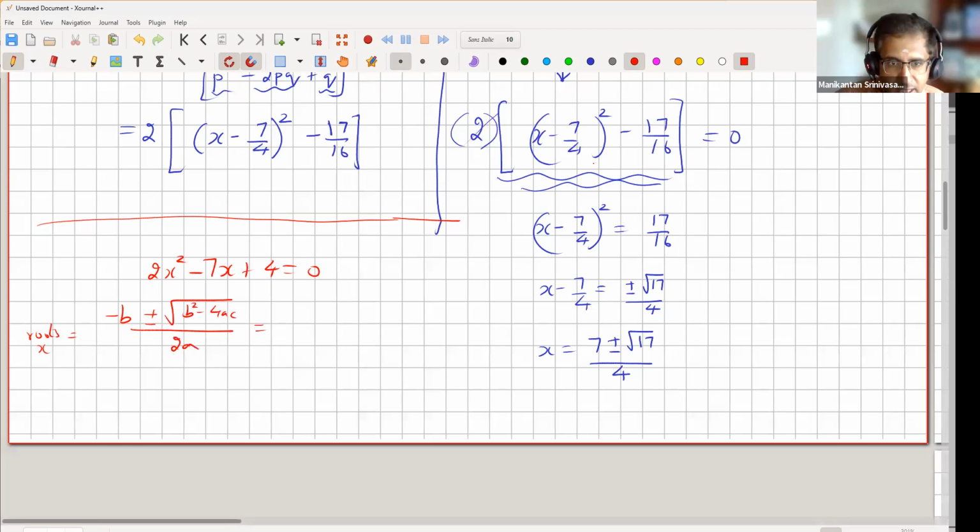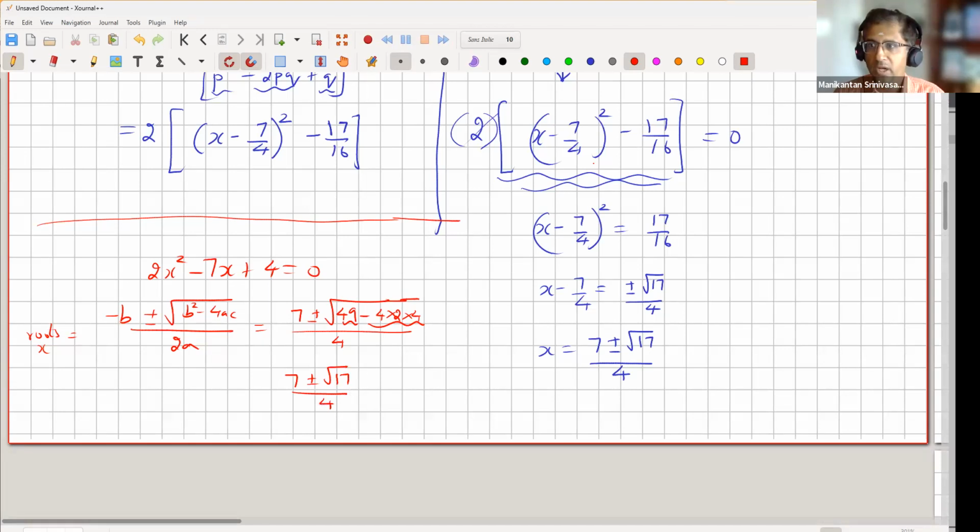Yeah, so in this case, it's minus b is plus 7, minus of minus 7, plus or minus root of b square, which is 49, minus 4ac, 4 into 2 into 4, which is your 32. 49 minus 32 is indeed 17, whole upon 2a, 2 times 2, which is 4, which is exactly what you get, 7 plus or minus root 17 by 4.